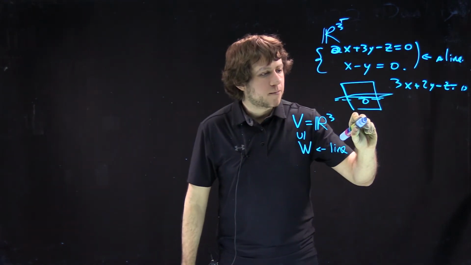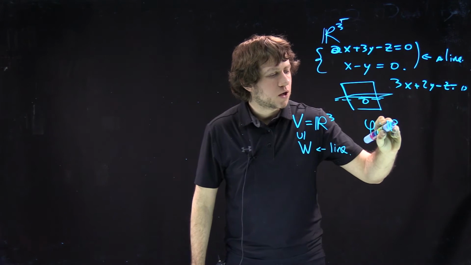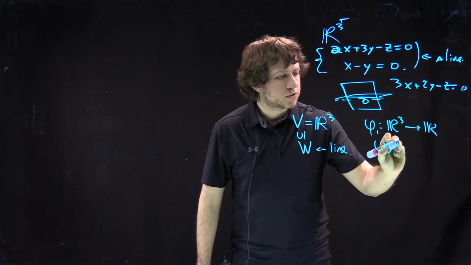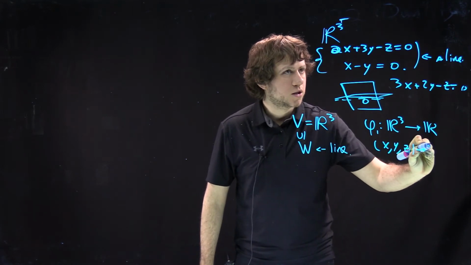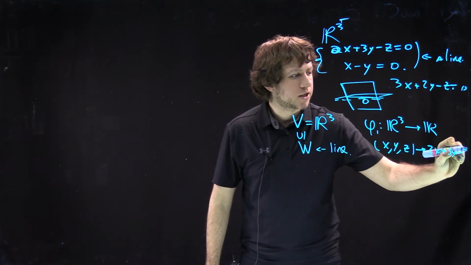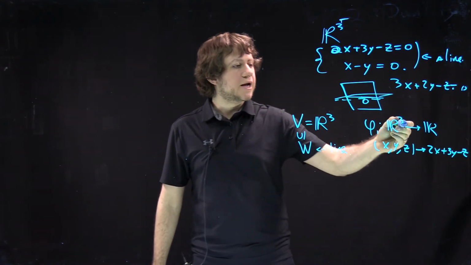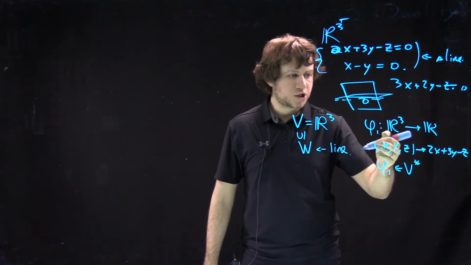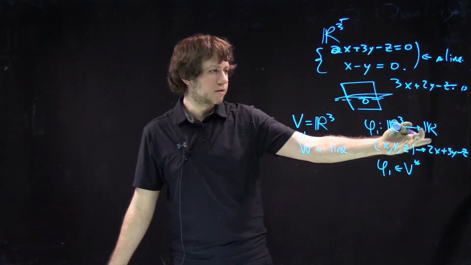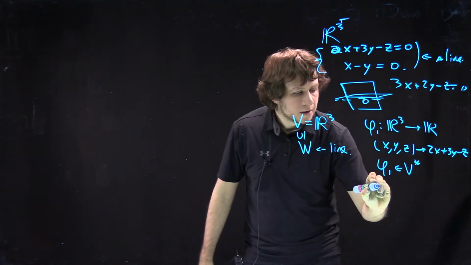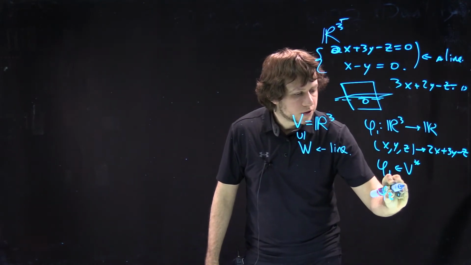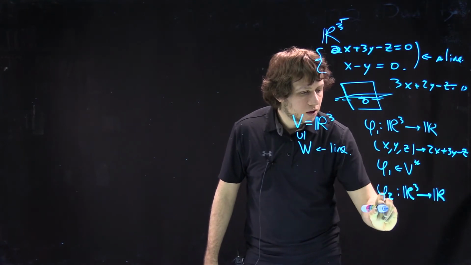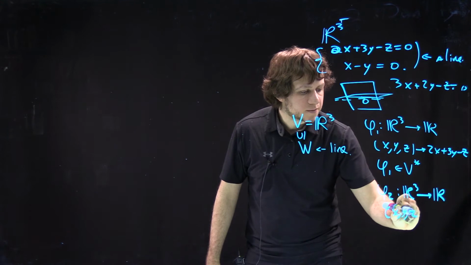So let's consider a map phi1 from R3 to R, sending x, y, z to this 2x plus 3y minus z linear combination. So this is definitely a linear map. So phi1 is an element inside V star. That's just because it's a very classical example of a linear map. And then we can take phi2, which is another linear map R3 to R, and this phi2 sends x, y, z to x minus y.